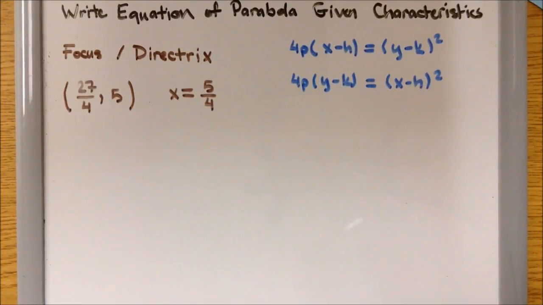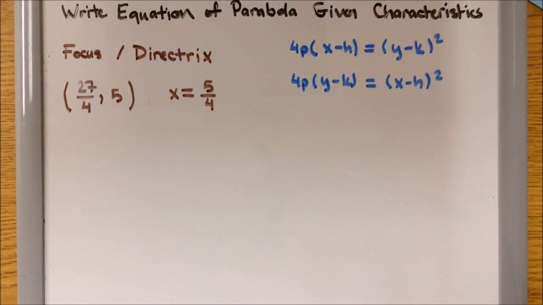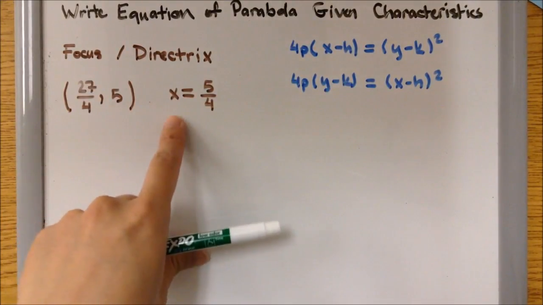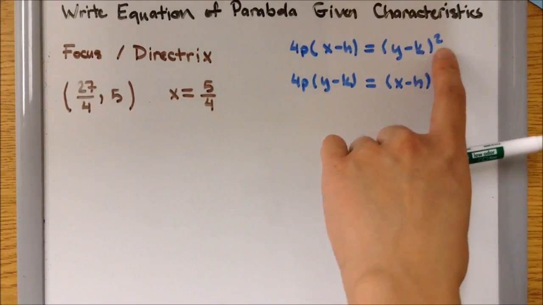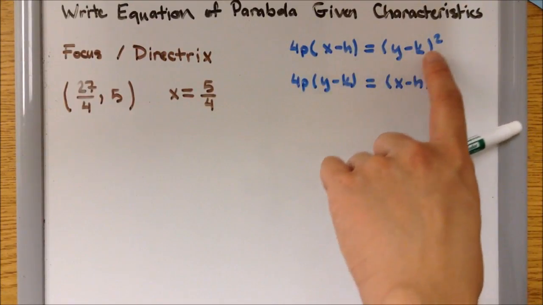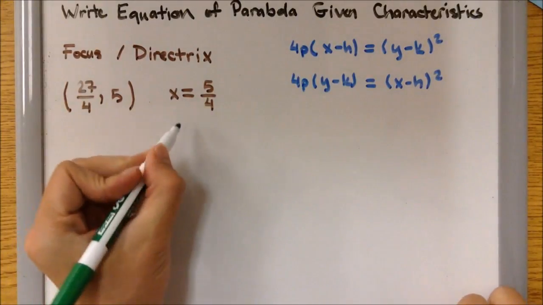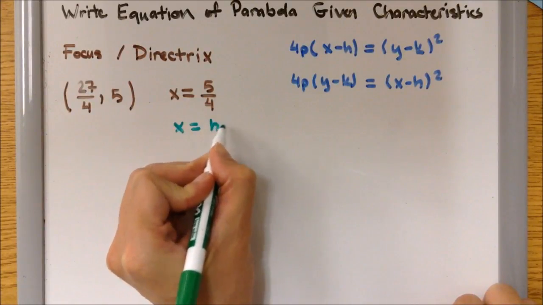In this section, we're going to write the equation of a parabola given the focus and the directrix. When we're working with these types of examples, what we're going to look at first is the directrix. I see that it's x equal to, so that's going to pertain to the equation where the square is on the y. Once we identify the proper equation, the formula for the directrix is x equals h minus p.